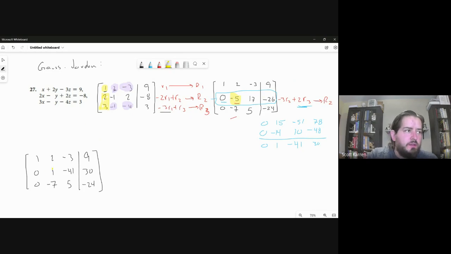So now that I've got the 1 in that spot, I want to zero out the 2 and the -7. I want those to be zeros. So how do I get that? Well, I'm going to take -2 multiples of row 2 and then add that back into row 1, and that's my new row 1. Likewise, I'm going to take a positive 7 multiples of row 2 and add that into row 3, and that'll become my new row 3. So row 2, sorry, doesn't change. 0, 1, -41, and 30.